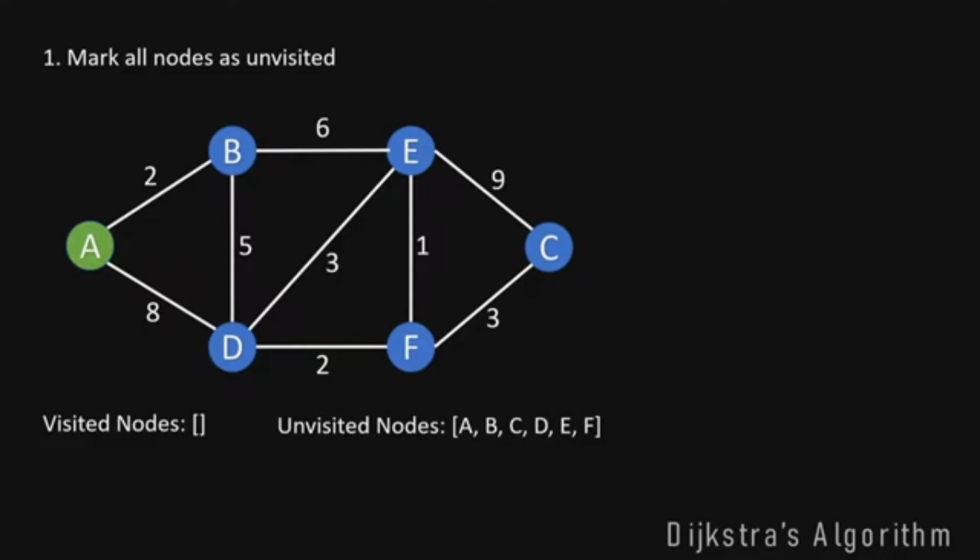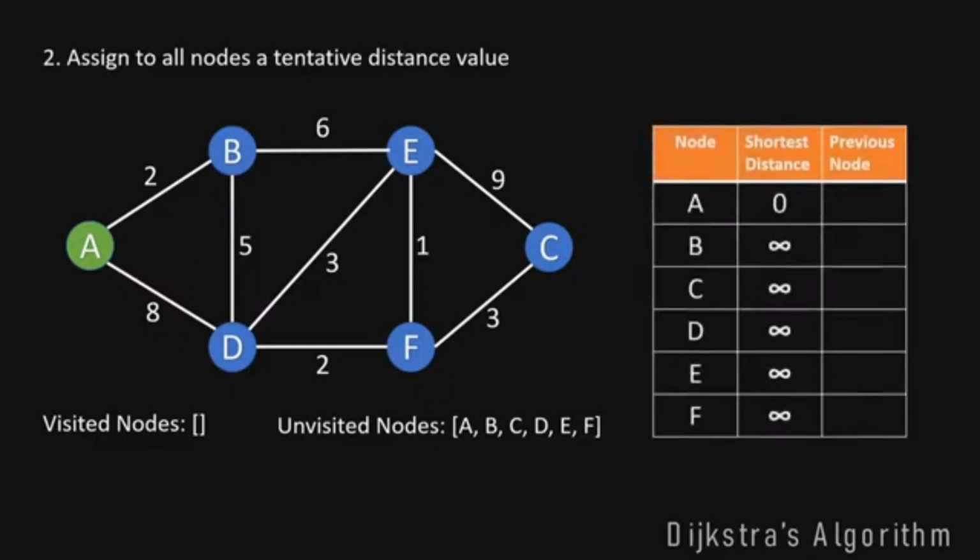Therefore we create two lists, a list of unvisited nodes that contains every node in the graph, and a list of visited nodes that is empty in the beginning. In the second step we assign to all nodes a tentative distance value that will be changed over time. For this we can use the table on the right, which consists of three columns. In the first column we have the node. In the second column we have the current shortest distance from A to this node.